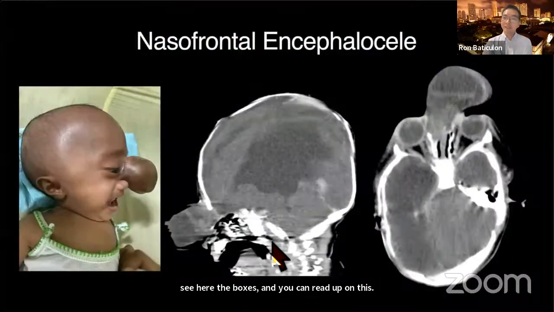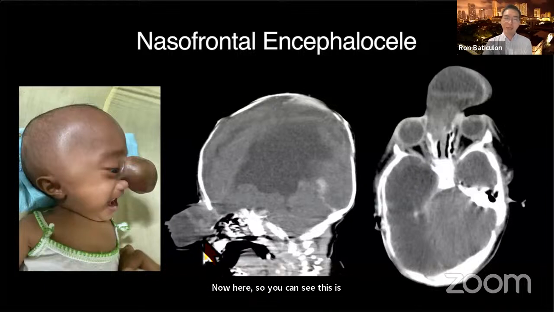Now here, this is another case. Again, very similar looking. But when you examine the scan and look at the defect, where's the defect? The defect is right here, and it is above. If you see here, the defect will be above the nasion. So you would label this as a nasofrontal encephalocele.